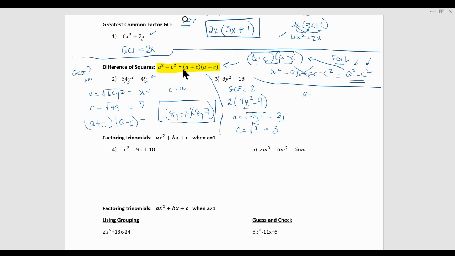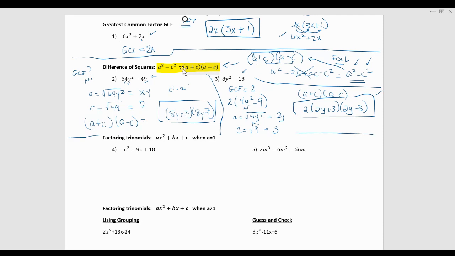So my a plus c times a minus c. I don't want to forget my 2 that I factored out, so I'm going to put my 2 in there, and I'm going to be left with 2 times (2y plus 3) times (2y minus 3). So this is going to be my final factored answer. Again, I can distribute that out, first multiplying my 2 factors together, and then each one of them by 2, ensuring that I go back to my original expression to check my work.